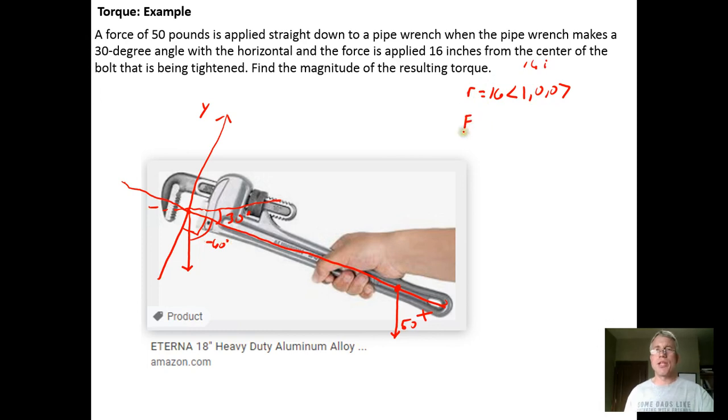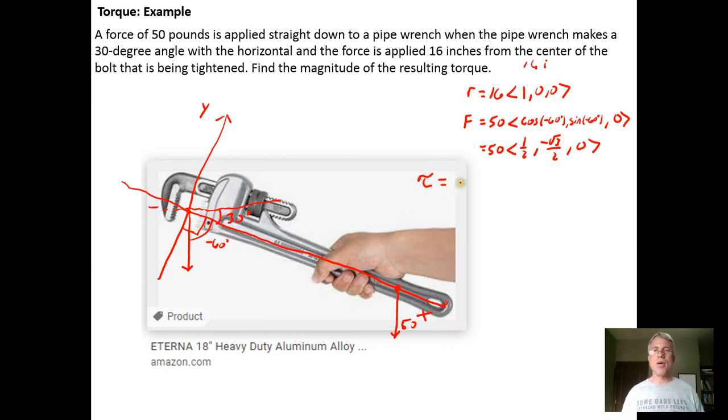So my force vector in this coordinate system is going to look like the 50 pounds times a unit vector, but the unit vector is going to be the cosine of negative 60 degrees, sine of negative 60 degrees, comma, nothing going on in the z coordinate. So when I do this, I get 50 times: the cosine of negative 60 degrees is going to be a positive 1/2. The sine of negative 60 degrees is going to be negative root 3 over 2, and a 0 in this position.